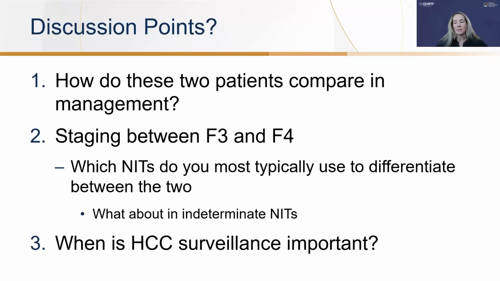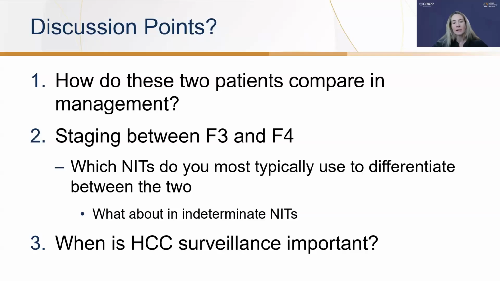So how do these two patients compare in management? Again, with a patient that is F3, you have that option of pharmacologic therapy with Resmetirom. Once they reach F4, then you're more in this position of more monitoring and risk stratification. Definitely both patients need screening for HCC with imaging every 6 months. The patient that's in the F4 range, you're going to want to be monitoring them for potential decompensation, screening for esophageal varices, screening for hepatic encephalopathy, checking for ascites and edema, checking to make sure they don't have indications for liver transplant evaluation.